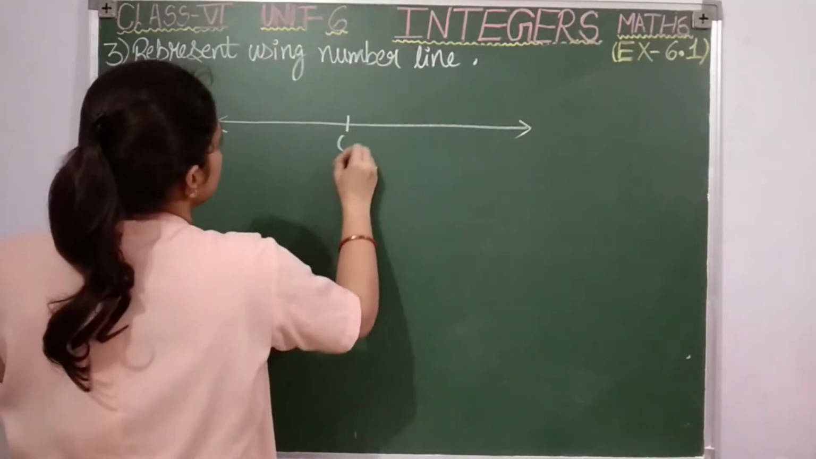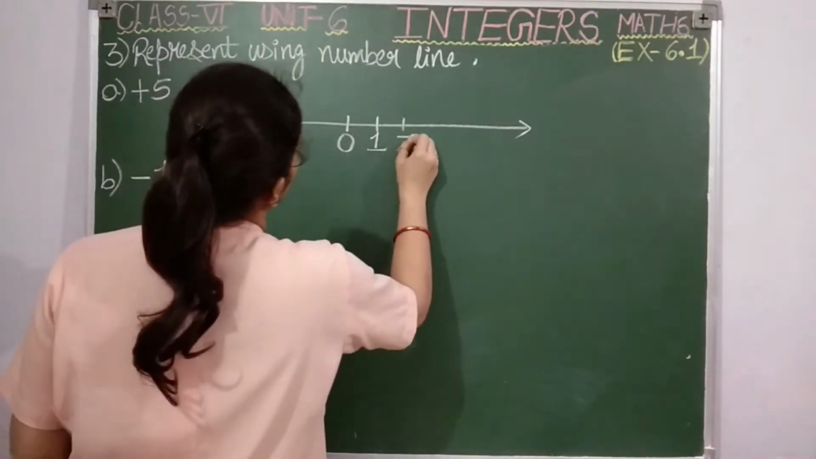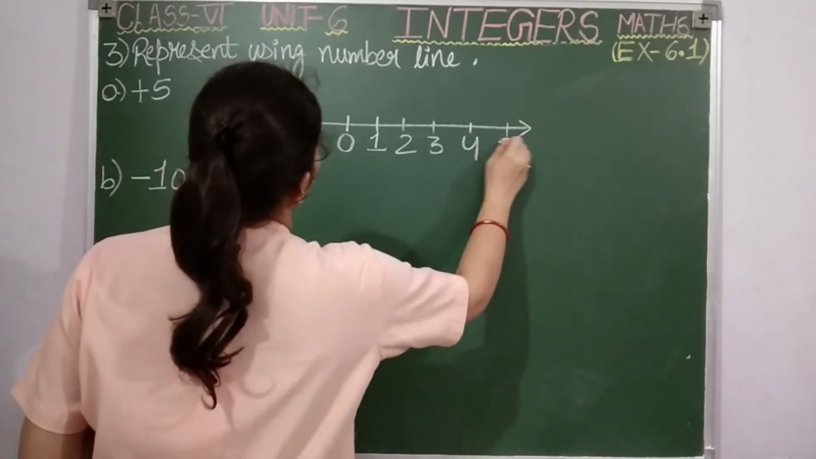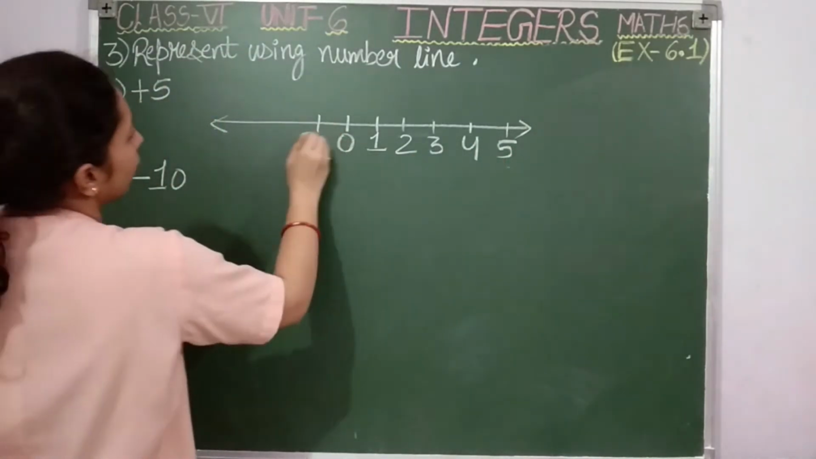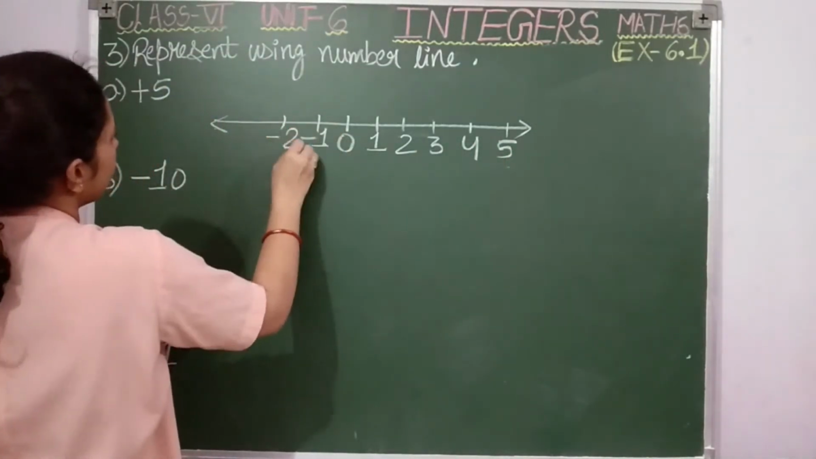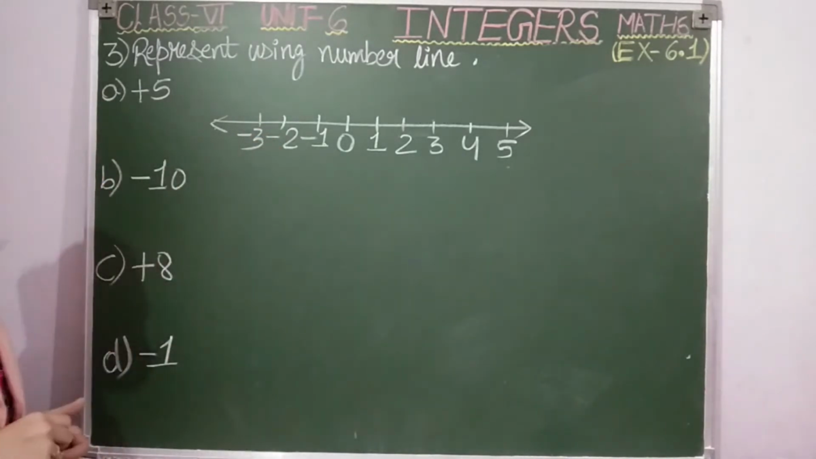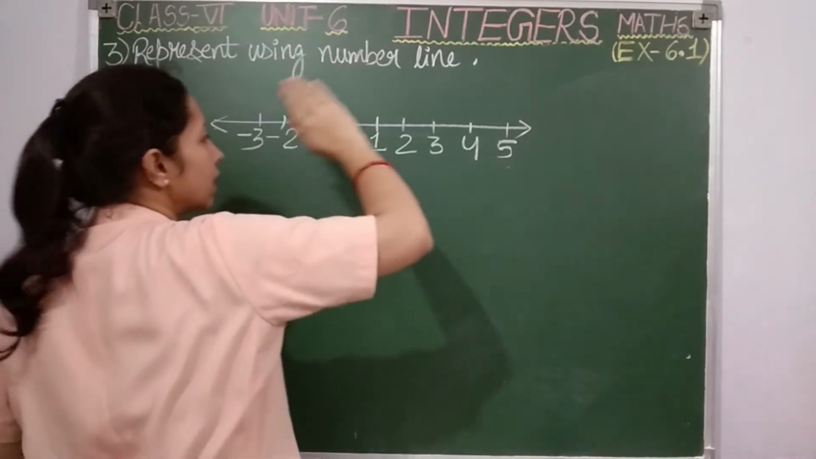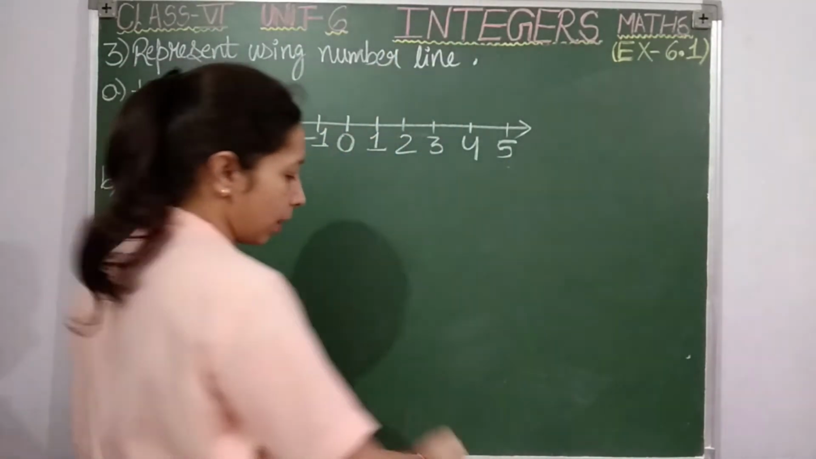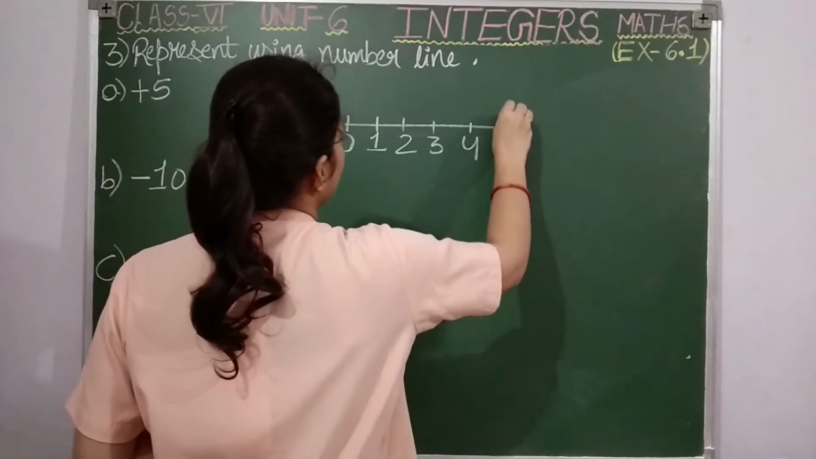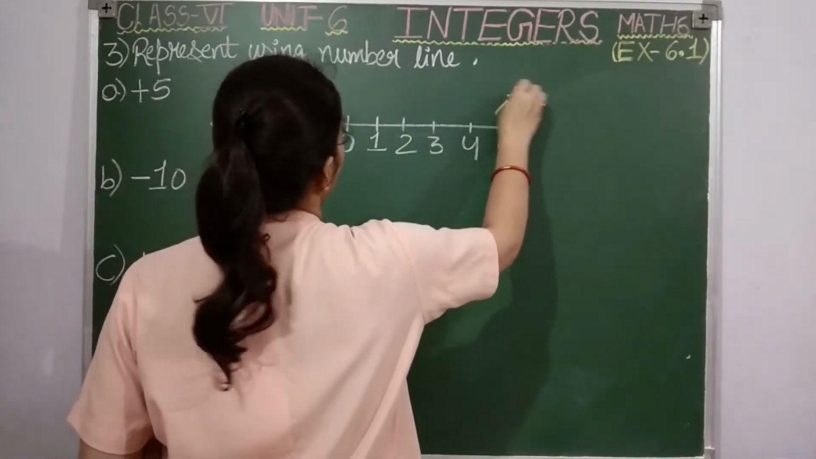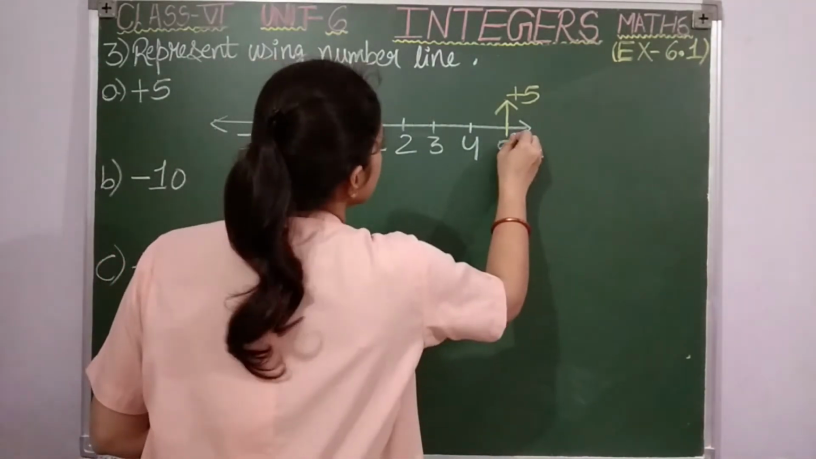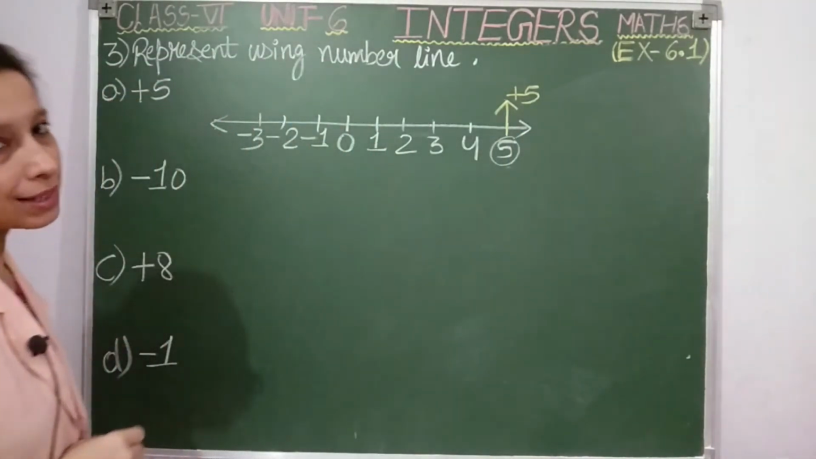So here I am marking 0, then 1, 2, 3, 4, 5. Here is my +5. But if you want, you can show some negative integers also: -1, -2, -3. Like this, students. I want to show +5. So I know that if it is a positive integer, then it will be on the right side of the number line. So like this I will mark it as +5. Clear, students? Or if you want, you can circle this, that here it is +5.